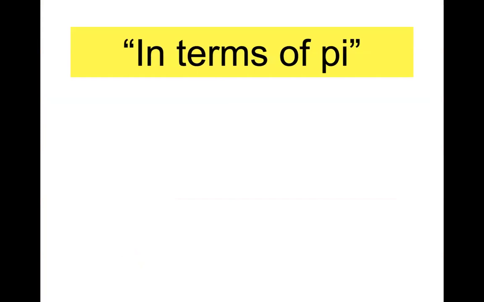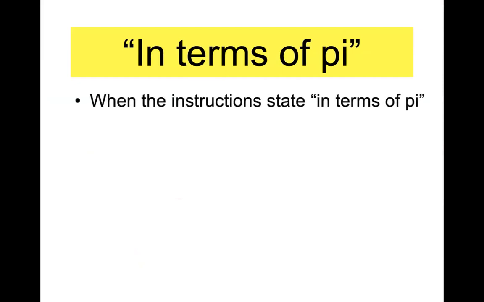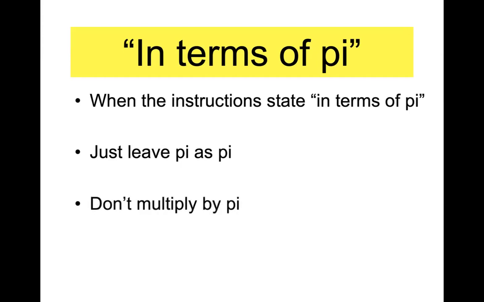All right, quick side note. The question, you've seen this before. The question will say, leave your answer in terms of pi. So when the instructions state leave your answer in terms of pi, that means do not multiply by 3.14 or use the pi key on your calculator. Just leave the symbol pi as pi. So you do not multiply by pi in the formula. So 2 pi r would simply be 2 times whatever the radius is. So for instance, if the radius was 3, 2 times 3 is 6, you'd write 6 pi, and now your answer is in terms of pi, 6 pi.